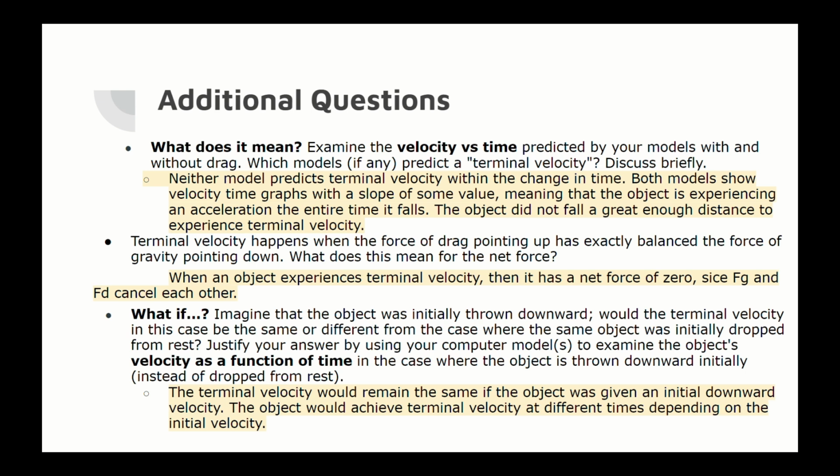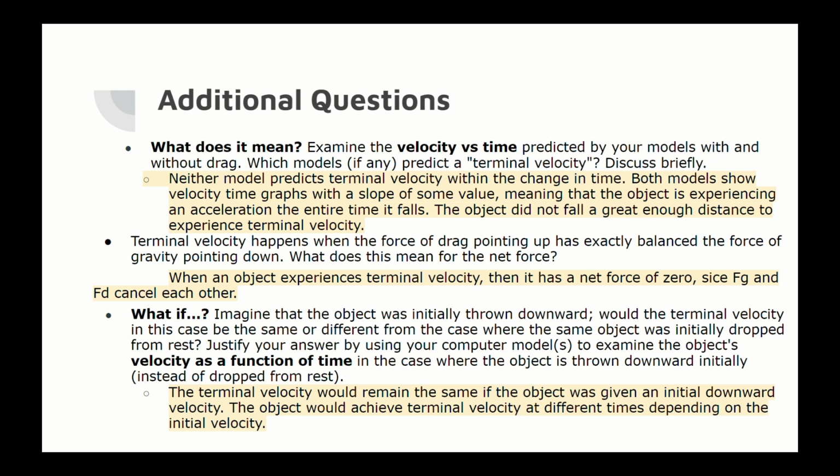Both models show velocity time graphs with a slope of some value, meaning that the object is experiencing an acceleration the entire time it falls. So the object just didn't fall for a long enough time for terminal velocity to be reached. And when an object experiences terminal velocity, then it has a net force of 0, since drag force and gravitational force cancel each other.